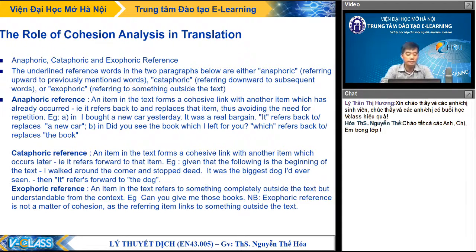Now the next kind, exophoric reference. An item in the text refers to something completely outside the text, but understandable from the context. For example, can you give me those books? So we may note here, exophoric reference is another matter of cohesion, and the referring item links to something outside the text.